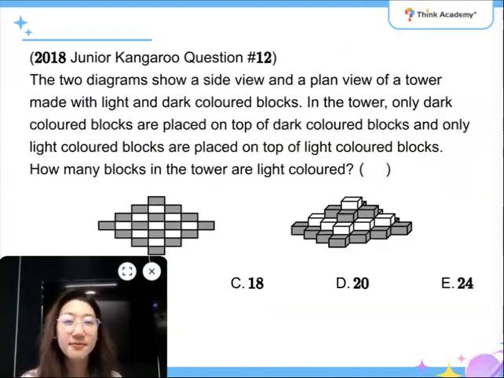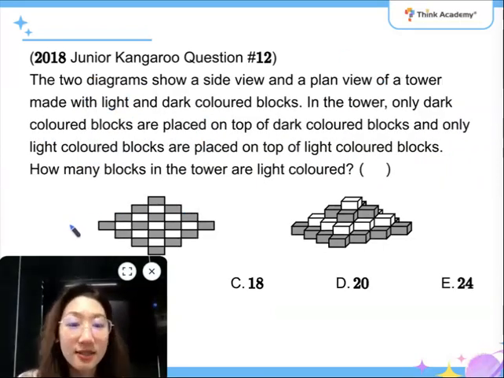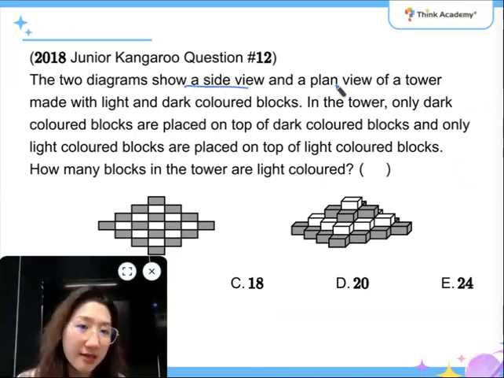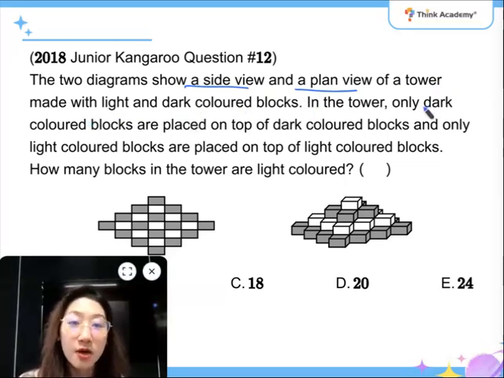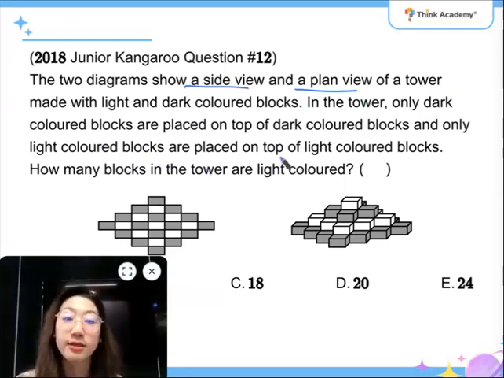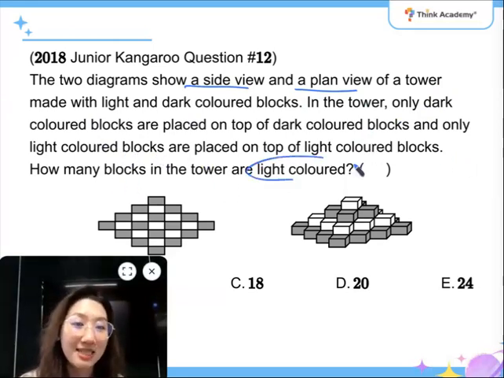Okay. And now let's look at question number 12. Here, the 2 diagrams show a side view and a plan view of a tower made with light and dark color blocks. In a tower, only dark color blocks are placed on top of dark color blocks, and only light color blocks are placed on top of light color blocks. So how many blocks in the tower are light colored?